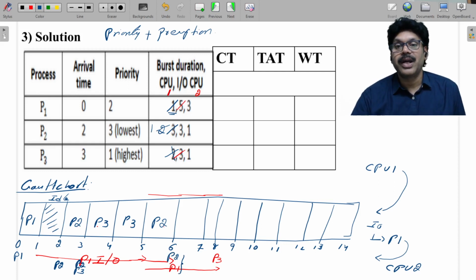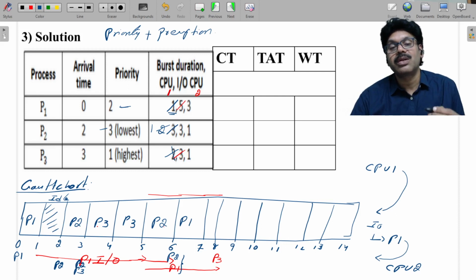Now you cross verify which has the highest priority among P2 and P1. P1 has the highest priority, because P2 is mentioned as the lowest. So P1 is given a chance once again. How many units? Till P3 arrives, because P3 has higher priority than anybody else. So we will execute P1 up to P3 wake up. P1 is executed 2 units, balance is 1.